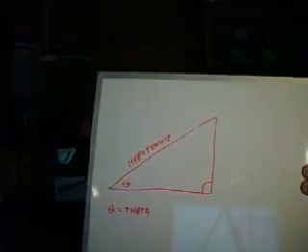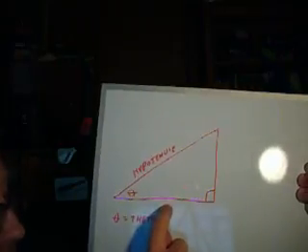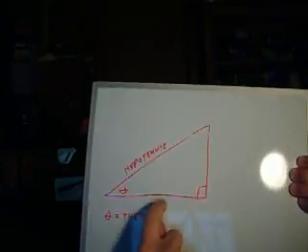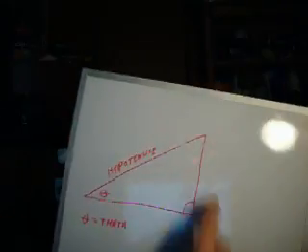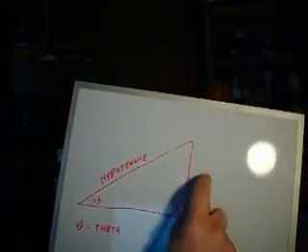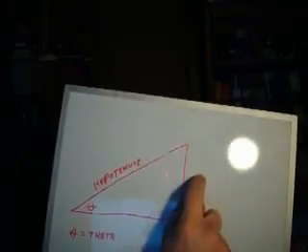What about cosecant? You're going to start with the hypotenuse, and you're going to divide it by the side adjacent. This one divided by this one gives you cosecant. Now what about cotangent? Side adjacent divided by side opposite. This measurement here divided by this measurement here.